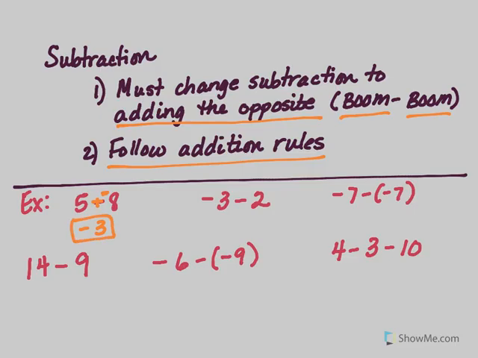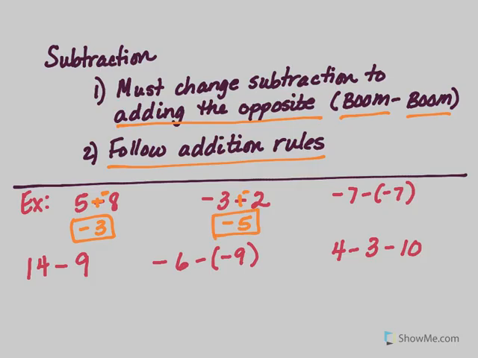Next one, negative 3 minus 2 is like negative 3 plus the opposite of 2, so plus negative 2. So boom, boom, add the opposite. Now my signs are the same. Add them up, keep the sign, done.